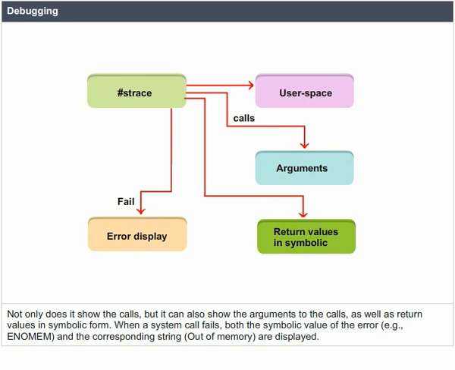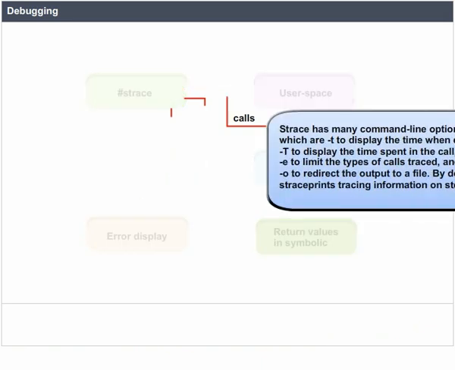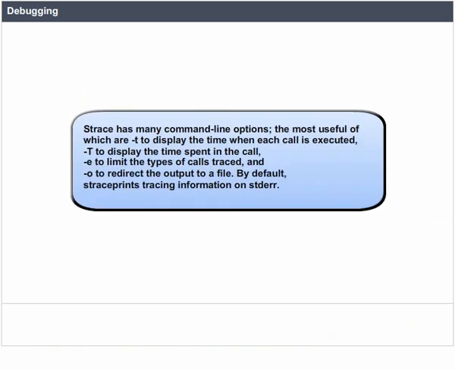When a system call fails, both the symbolic value of the error, for example ENOMEM, and the corresponding string "out of memory" are displayed. strace has many command line options, the most useful of which are -t to display the time when each call is executed, -T to display the time spent in the call, -e to limit the types of calls traced, and -o to redirect the output to a file. By default, strace prints tracing information on stderr.